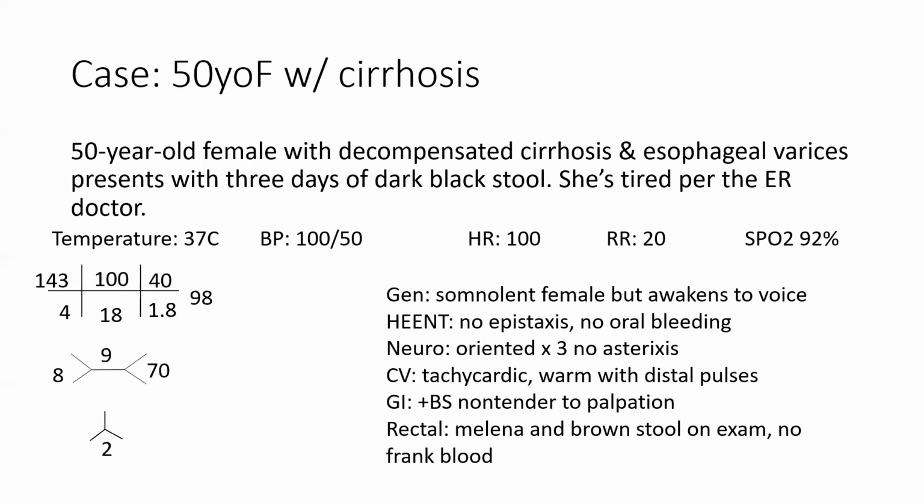And then let's take a peek at her labs. So her BMP is just notable for a creatinine of 1.8. Her CBC has a hemoglobin of 9 and platelets of 70 with an INR of 2. I'll tell you that her baseline hemoglobin in the chart was 9.5, so she's not that far off from her last check. Any thoughts or concerns about this?